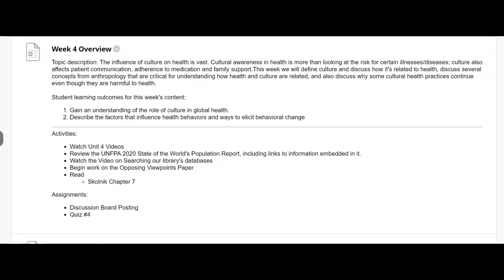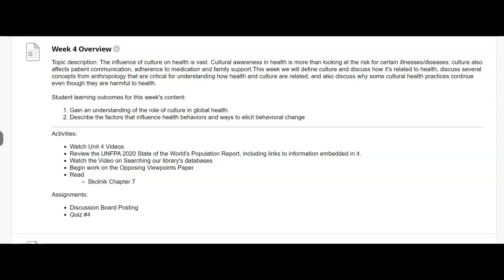And also we're going to be discussing some cultural health practices, and looking at why they continue to occur even though they are harmful to health. So you're going to gain an understanding of the role of culture, and not just culture in the United States, but culture across the world and how it impacts global health. And you're going to do that by doing some activities. There's this video and another video to watch.